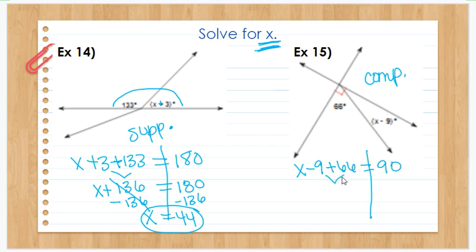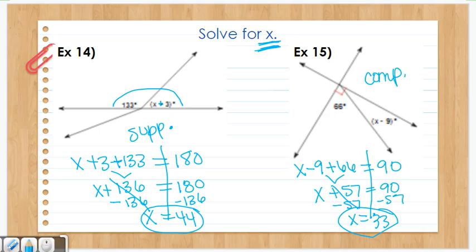All right, so let's solve, combine like terms. This time I'm adding negative 9 plus 66, which is going to give me 57. So x plus 57 equals 90. Then I'm going to subtract 57 from both sides. And I get x equals 90 minus 57, which is 33. So in example 15, the x value is 33. Now again, don't forget, this does not mean that this angle is 33 degrees, because the angle would actually be 33 minus 9. But we're solving for that value of x.